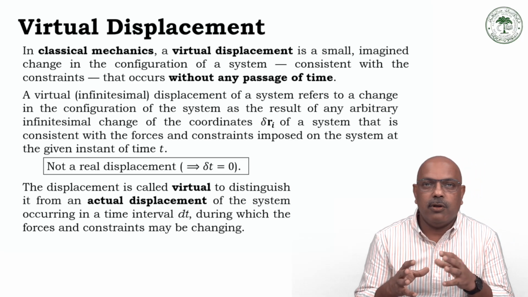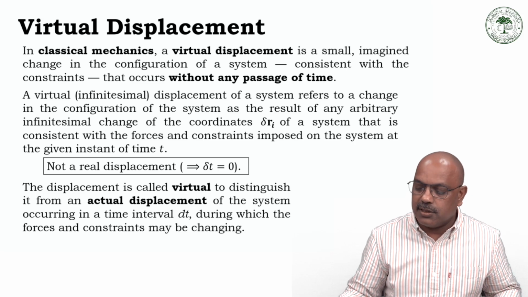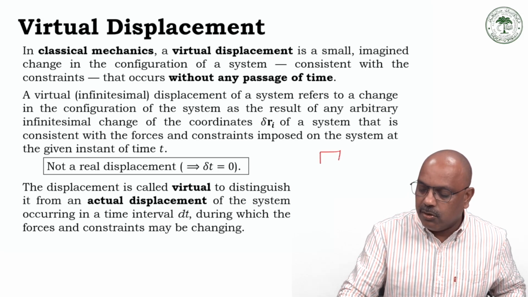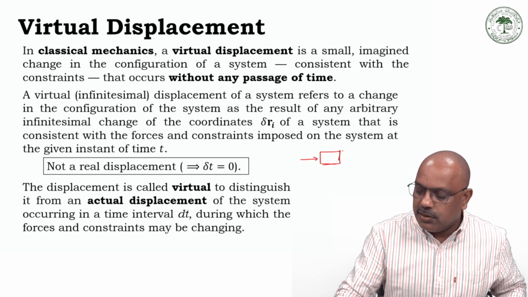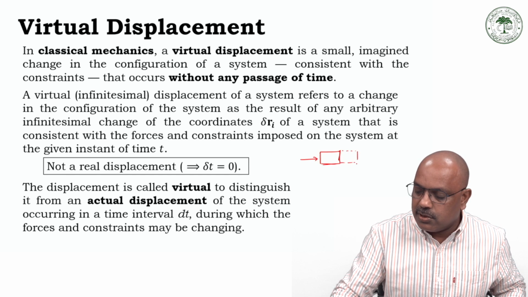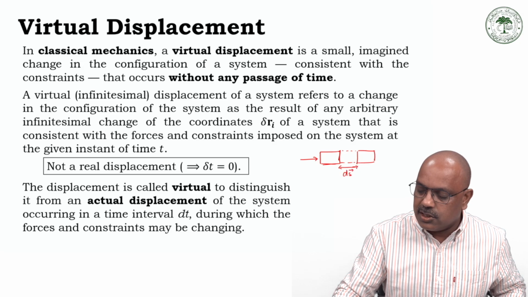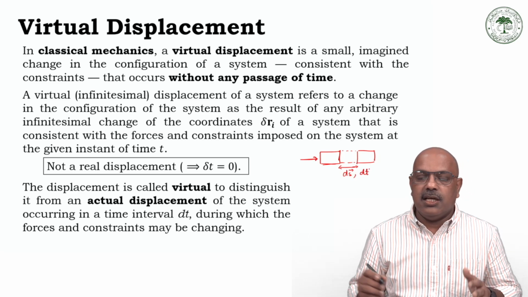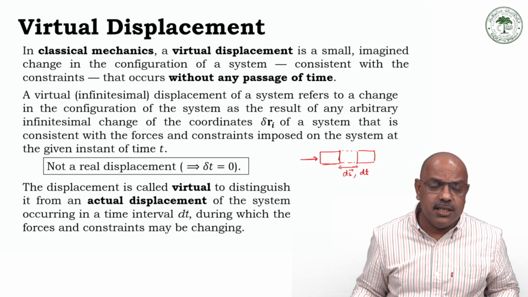So displacement, we know that if you apply a force on a certain object, like this is my object, some block, if I apply a force on this, it is going to be displaced to a certain distance. Okay, so this is my ds, this displacement. I'm applying a force, and it is moving a distance ds in some time dt.